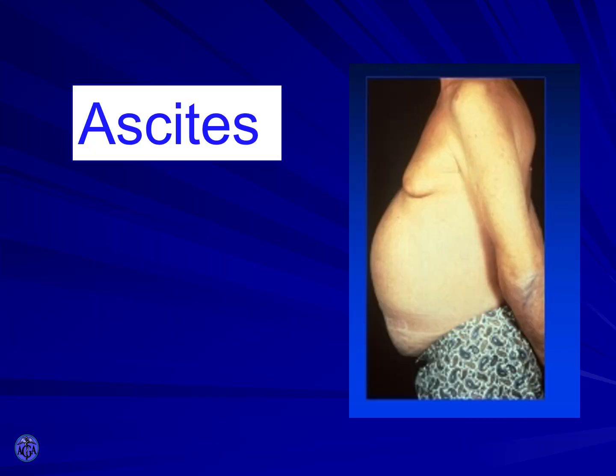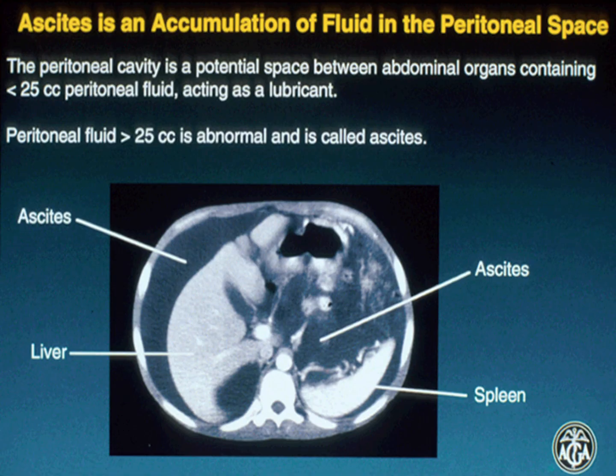Now we will be talking about ascites, which is another complication of portal hypertension. So what is ascites? Ascites is the accumulation of fluid in the peritoneal space. The peritoneal cavity is a potential space between abdominal organs containing less than 25 cc of peritoneal fluid, acting as a lubricant. Whenever this fluid is more than 25 cc's, we call it ascites.